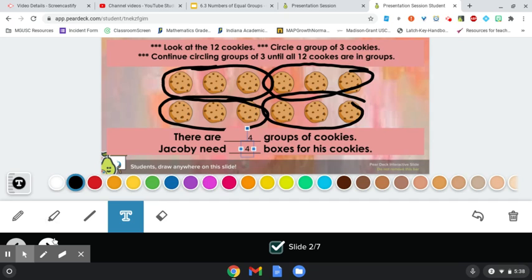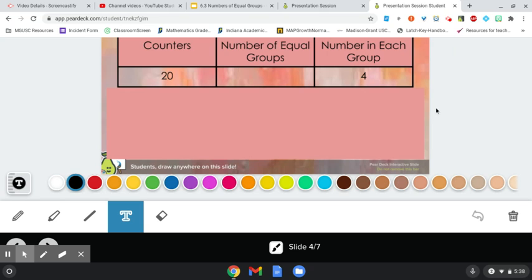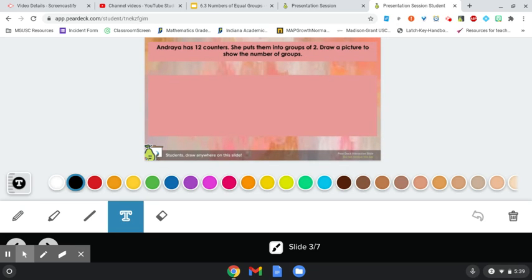I have no idea what this was. Not a clue. There we go. Okay, so, oh, wait. Hold on, I made a mistake. I was zoomed in too much.